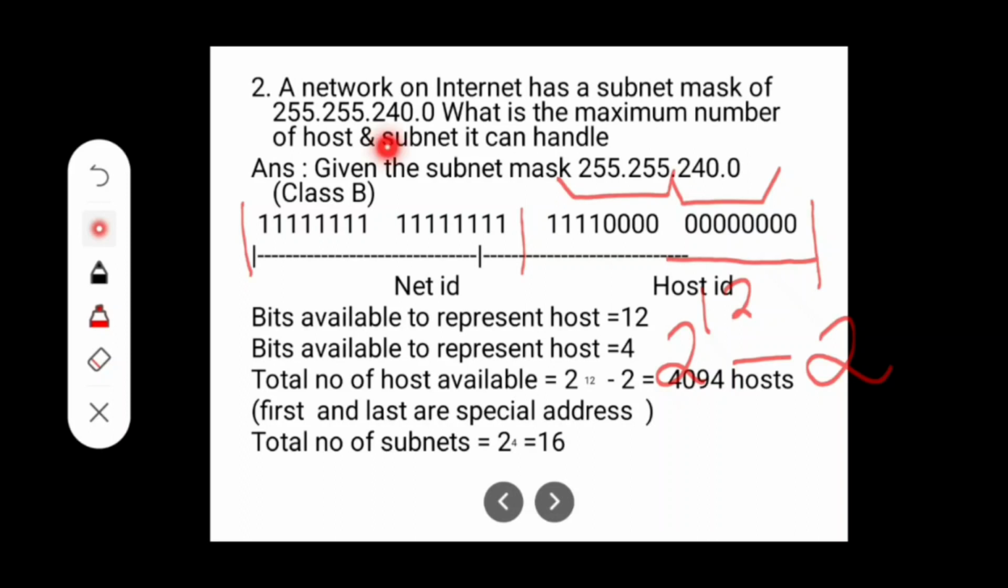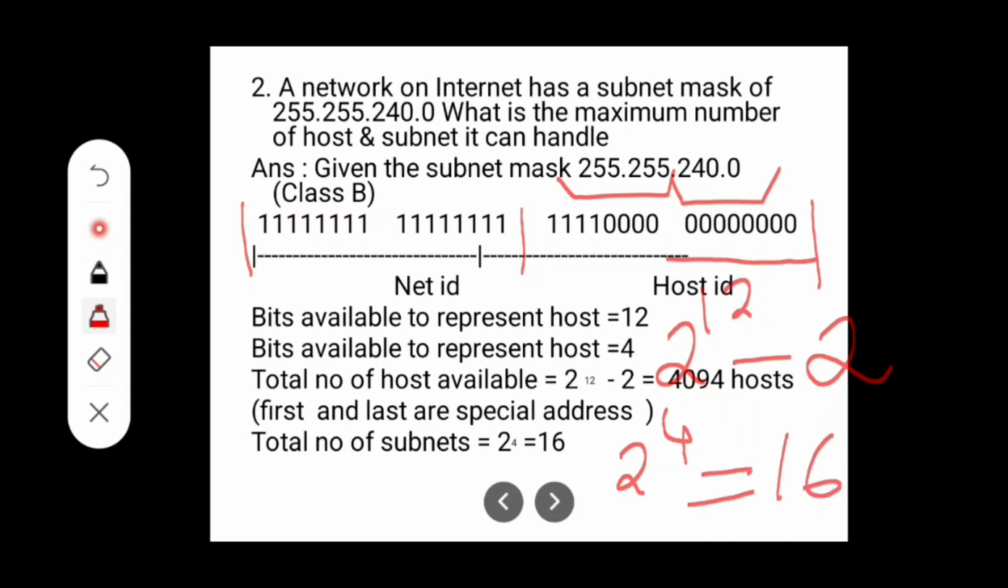Clear? Now we have to compute the number of subnets. To compute that, again we look into the host ID part. In this part, how many ones are there? There are 4 ones. So 4 bits is the number of bits available for the subnet. So the total number of subnets will be 2 raised to 4, which is equal to 16.